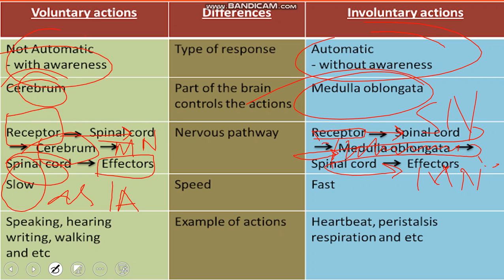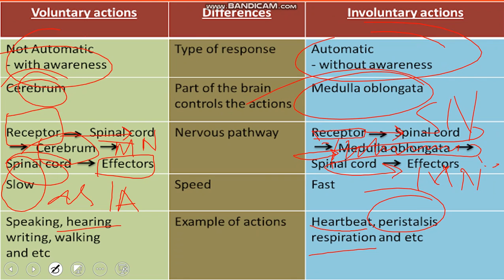So we can say this is slower in that sense. So now these are the examples here: speaking, hearing, writing, walking. There are other examples you can add yourself as well. Whereas involuntary action is the heartbeat, peristalsis, and respiration. Well, you know what is heartbeat and respiration, but this peristalsis, let's revise what was the peristalsis.